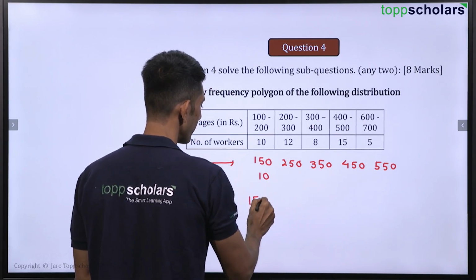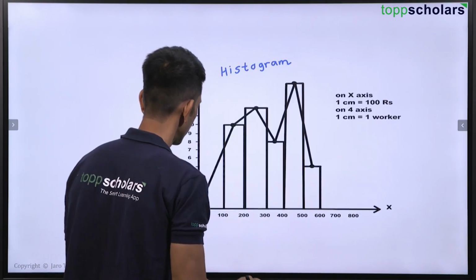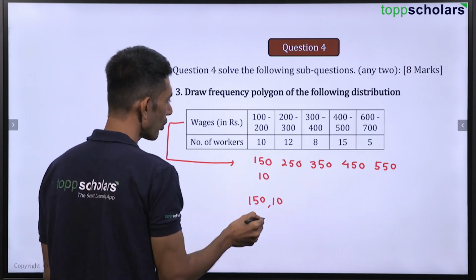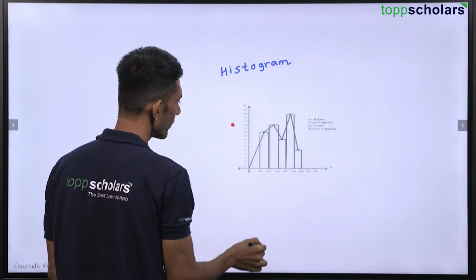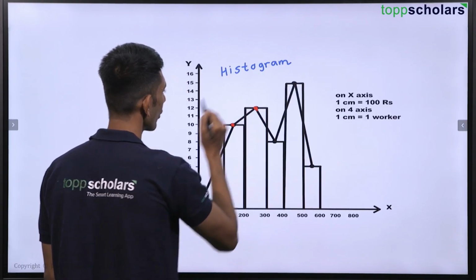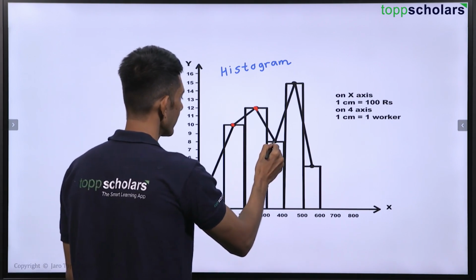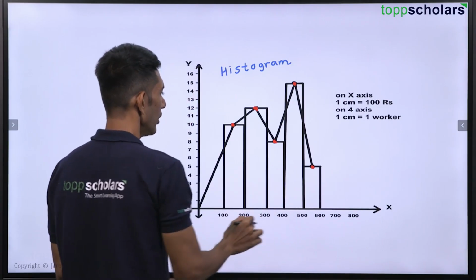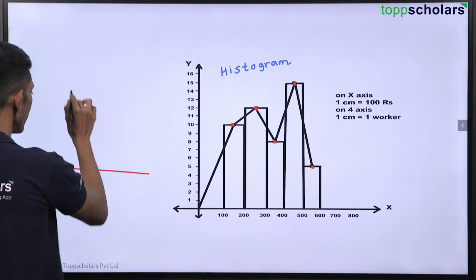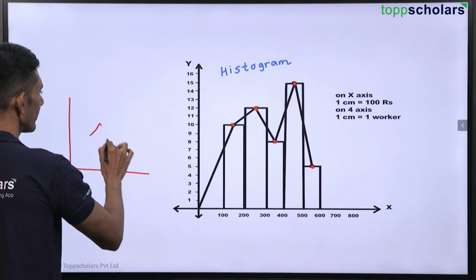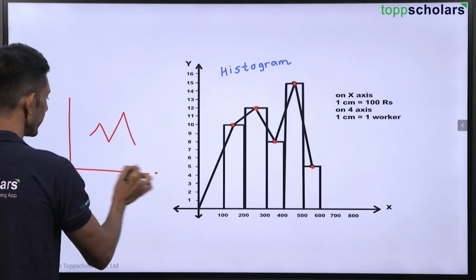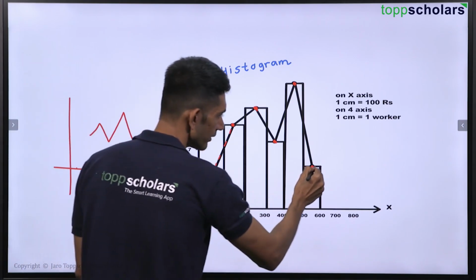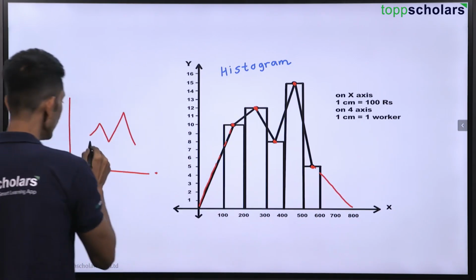So the first coordinate will be 150 comma 10, right? So you'll have 150 and 10. The next coordinate is going to be 250 comma 12. Then 350 comma 8, and then this, and finally this. But frequency polygon is supposed to be closed on the x-axis. So if you have something like this, we are supposed to close it here. For that, just join it here and join it here. Make sure that you close this.